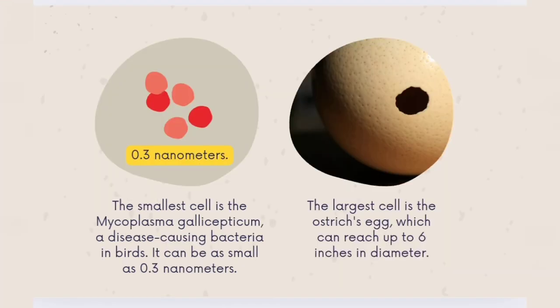There can be a smallest cell and a largest cell. As you can see here, the smallest cell is the cell of mycoplasma, whose size is 0.3 nanometers. And the largest cell is the ostrich egg, which has a size of 6 inches. So there can be smallest and largest cells also.